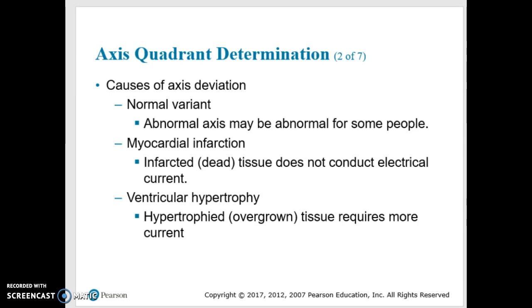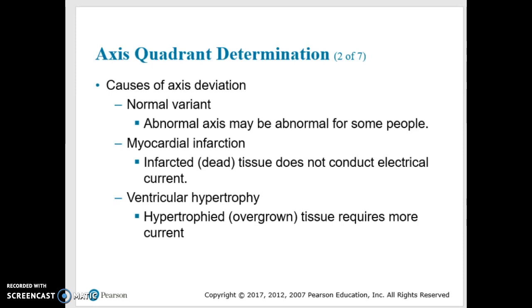Moving forward, we're going to talk about a myocardial infarction. An infarction is dead tissue. Electrical current does not go through dead tissue. So when we talk about a myocardial infarction or ischemia, the electrical current may reroute itself. It may go around the tissue, but it will not go through the tissue.